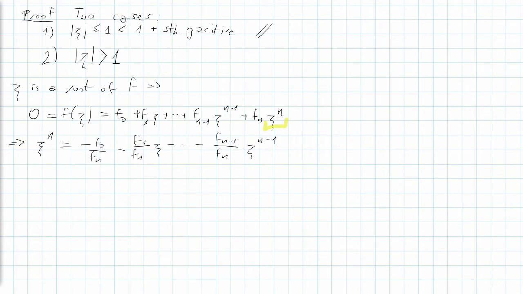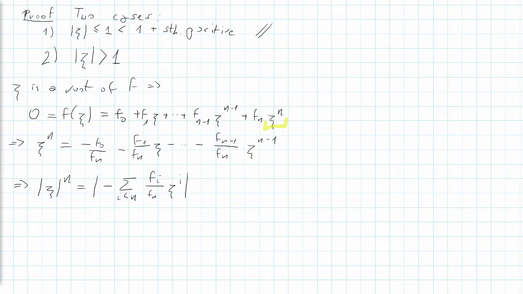Now I compute the absolute value of both sides. So this means that the nth power of the absolute value of psi is equal to this minus sum. Of course, minus has no meaning when we compute the absolute value, so it's the sum over i strictly less than n of fi over fn times the ith power of psi.